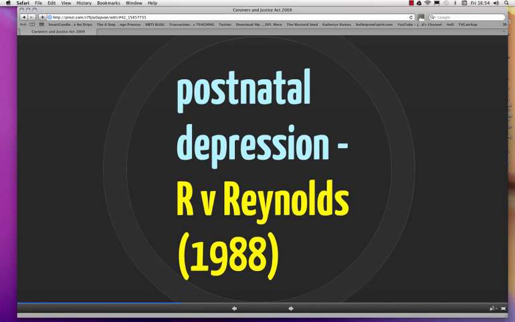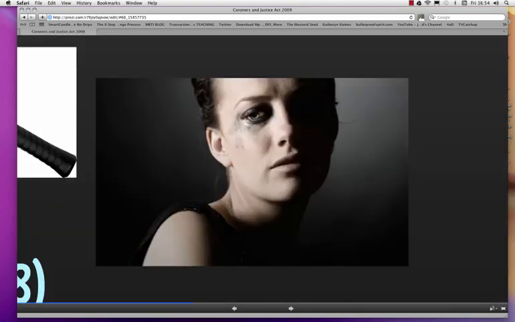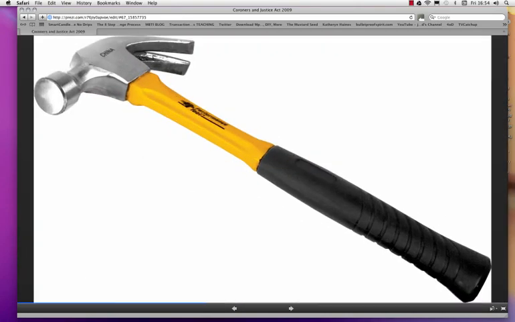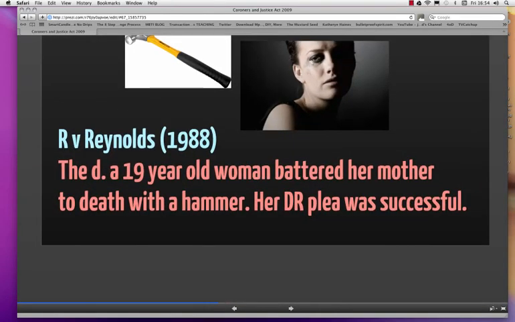Now, postnatal depression, the key case here is R v Reynolds in 1988. Now, this case was about a 19-year-old defendant who battered her mother to death with a hammer. Now, she was suffering from postnatal depression, and she was successfully able to plead this under diminished responsibility.